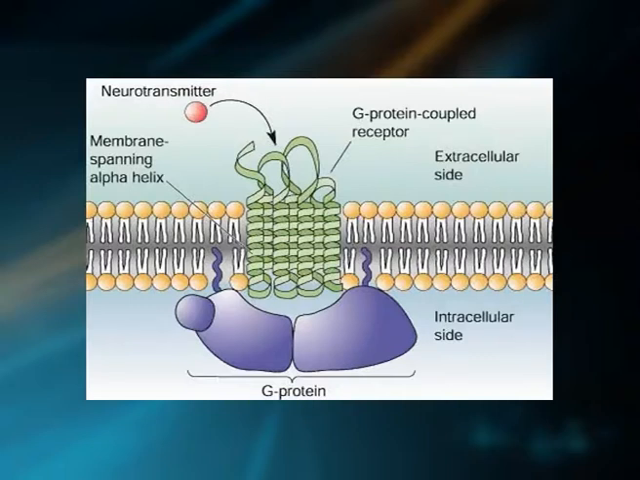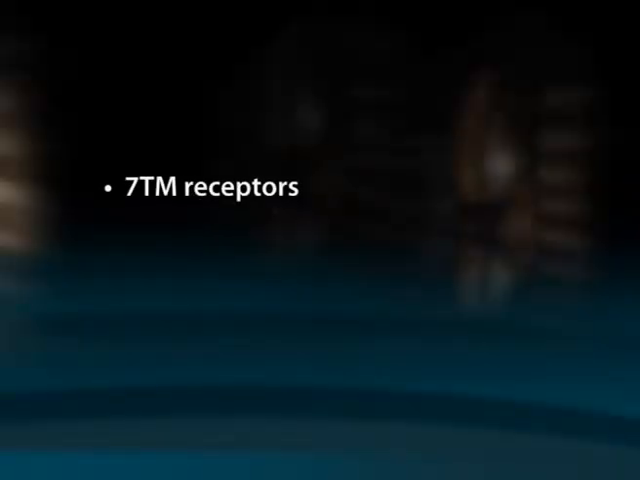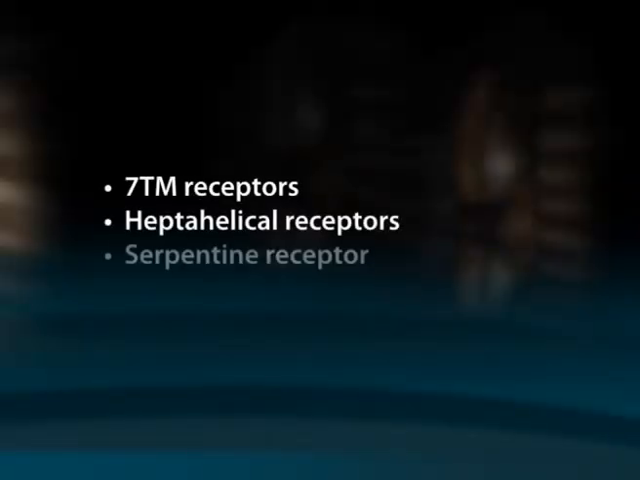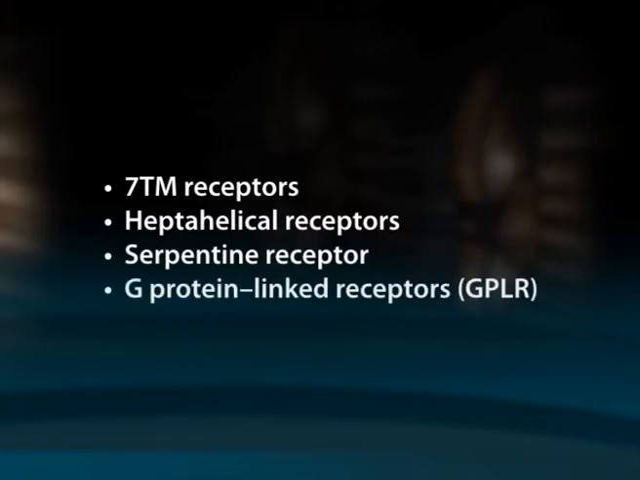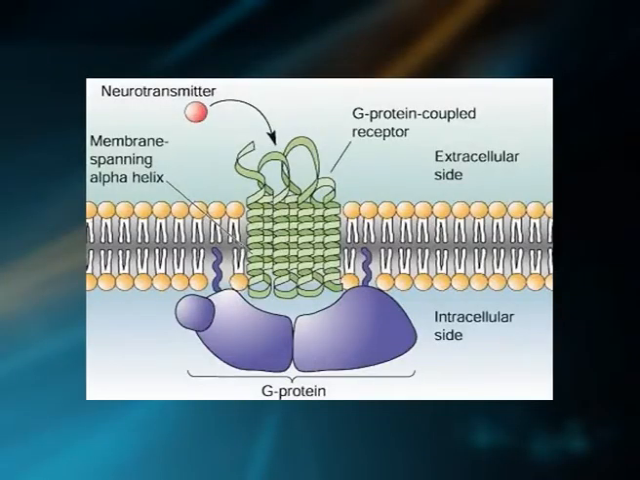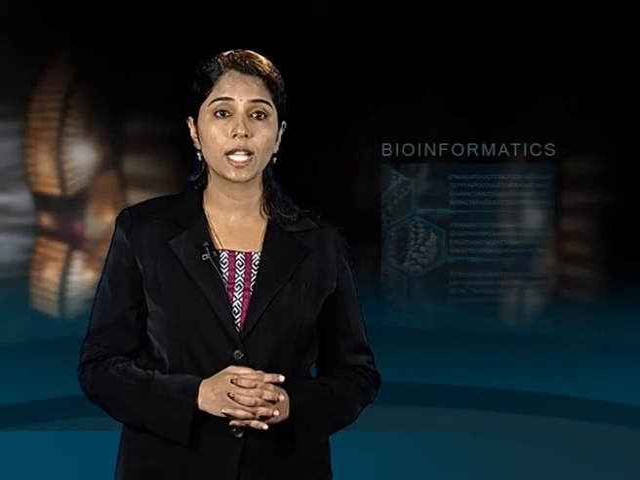G protein-linked receptors. G protein coupled receptors, or GPCRs, also known as 7 transmembrane domain receptors, 7 TM receptors, heptahelical receptors, serpentine receptors and G protein linked receptors, or GPLRs, constitute a large protein family of receptors that sense molecules outside the cell and activate inside signal transduction pathways and ultimately cellular responses. They are called 7 transmembrane receptors because they pass through the cell membrane 7 times.